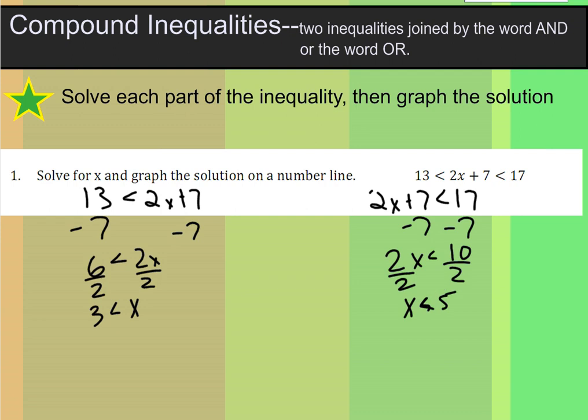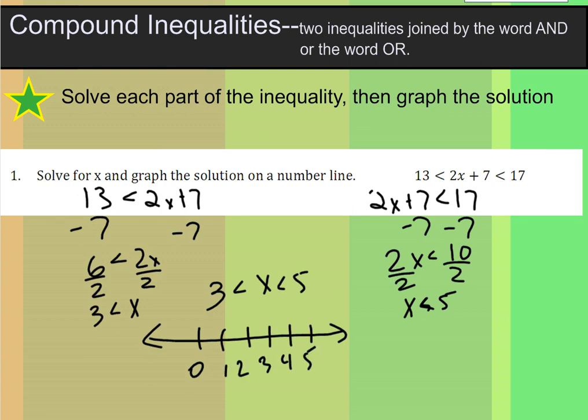Then I can put this back together. So 3 has got to be less than x, which has got to be less than 5. That's one way. If I sketch it on a number line, x has got to be between 3 and 5. So 0, 1, 2, 3, 4, 5. So here and here. This is going to be an and. 3 is less than x, so x is bigger. So you're looking at this area right in here.